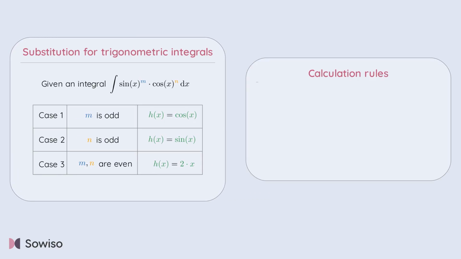To use these substitutions, we sometimes need to rewrite the trigonometric integral using the following trigonometric rules. Sine of x squared plus cosine of x squared equals 1. Cosine of x squared equals the cosine of 2 times x plus 1 over 2. And finally, sine of x squared equals 1 minus the cosine of 2 times x over 2.